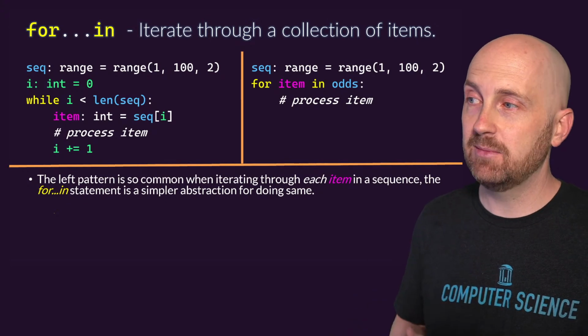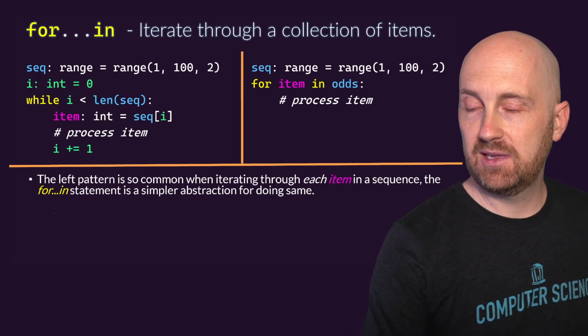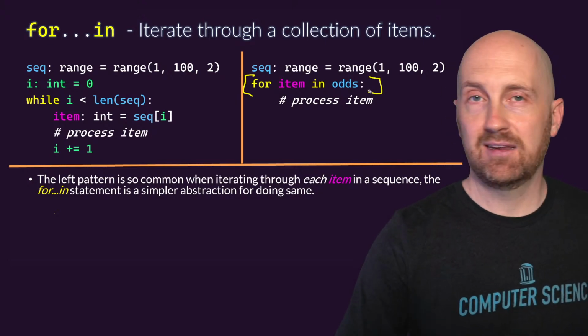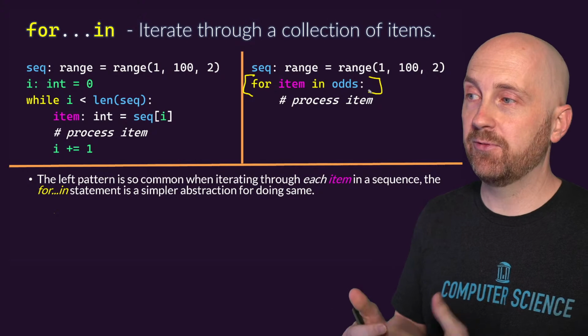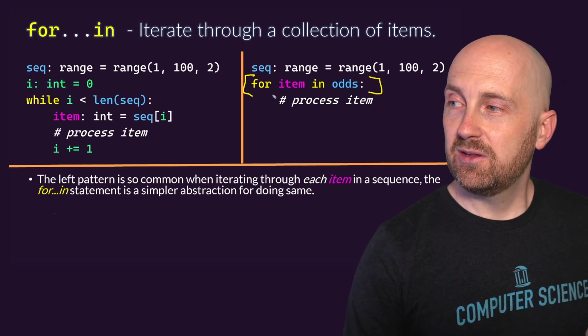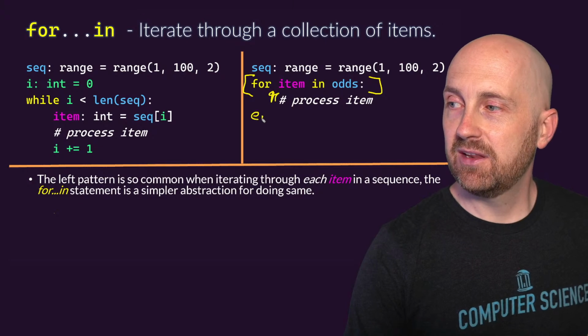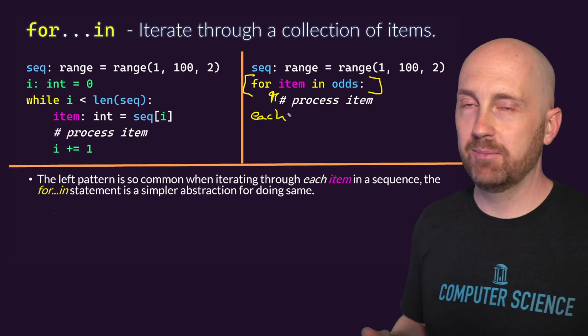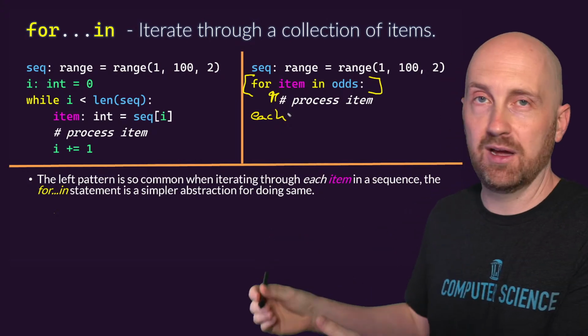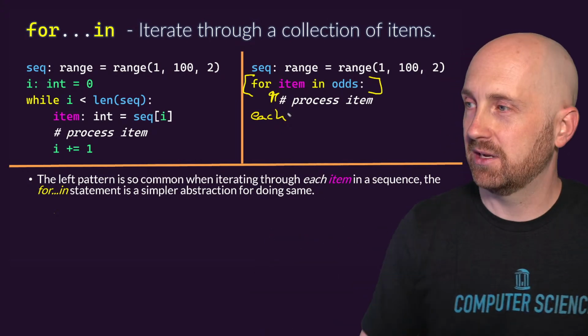Notice we're setting up the same sequence, and then all of the logic for iterating through each item in our list is contained in this starting line of the for-in. And what we're saying is for, and then there's sort of this implicit each, right? You would never write this in Python, but you would say and think for each item in the sequence odds, in this case, or in the collection odds.